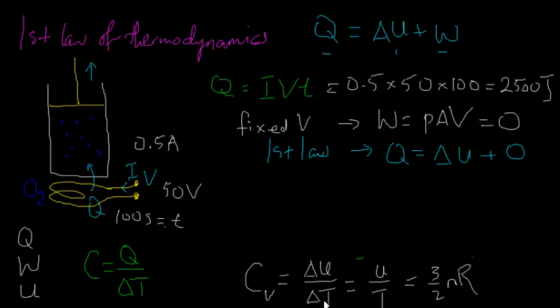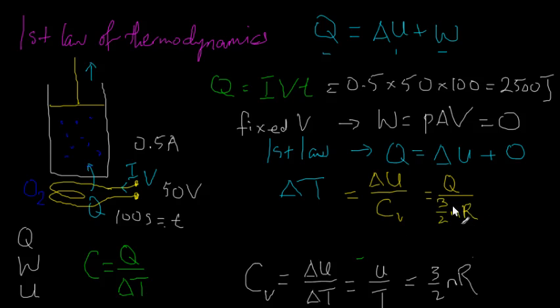I'll rearrange this to find the change in temperature. So the change in temperature, delta T, if I exchange those two, would be the increase in internal energy divided by the heat capacity, and the increase in internal energy is the heat that goes in. The heat capacity I already know is 3/2 N R.